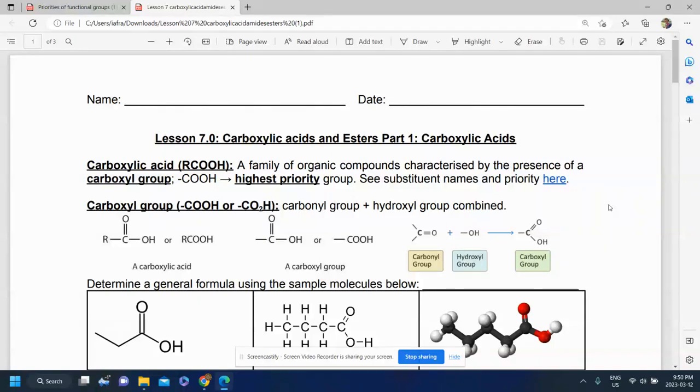In this series of videos, we're going to learn about carboxylic acids and esters. We'll learn how to name them, and also we'll learn about their properties and their general formulas. We'll start off with carboxylic acids.